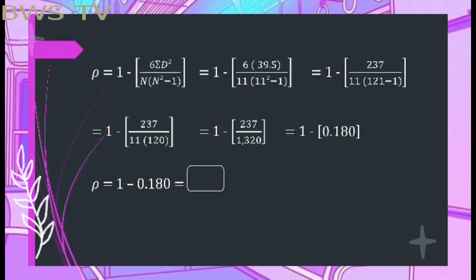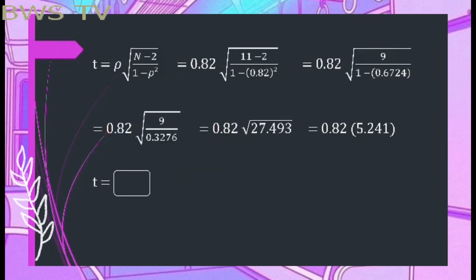First, we have to substitute the equation of rho with the numbers that we are given. We can solve this step by step, but you can also solve this immediately on the calculator. Since the number of sets is less than 30, we can now solve for the t-value. Same thing here, substitute and solve, either step by step or immediately.